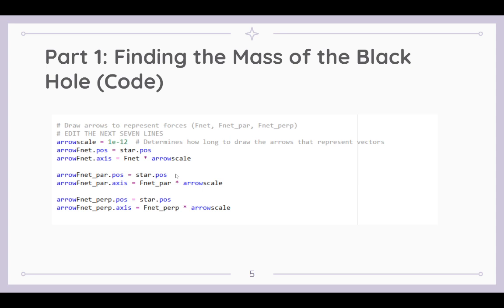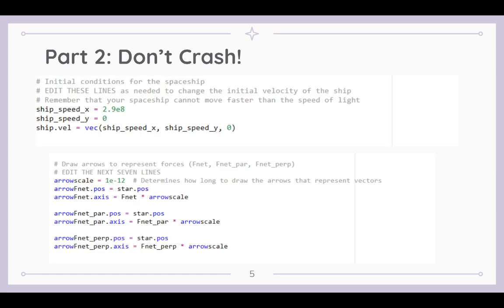Here are also the arrow scales that we had to use, where the arrow scale had to be scaled up a lot to represent the vectors because we were working with such large numbers. And then part 2, don't crash. We had to set the speed of the ship to be 2.9 e to the 8, and the y was 0. The arrow scale was once again really high, but this gave us a result where the spaceship did not crash into the black hole.